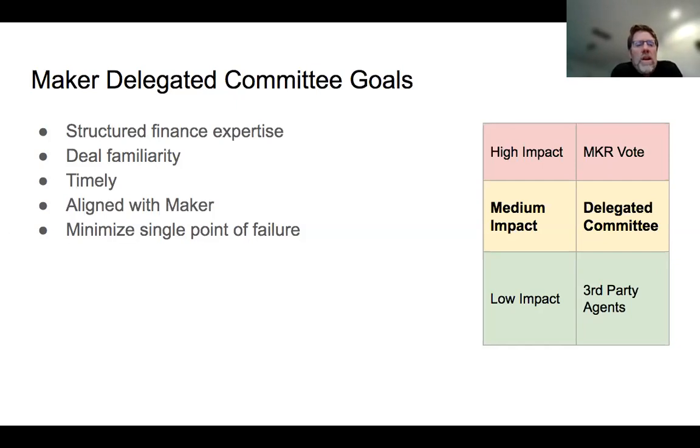You want someone who already knows the deal, because if you have a lot of smart guys, even with structured finance, and they don't know the deal, they're going to spend the first couple of days reading through all the docs and reports and talking to the borrower, trying to understand what's going on. You'd rather have the information, probably learned at origination in some way, contained in that committee. It'll get you up to speed quicker. You want to be able to make timely decisions. If we want a slower, longer term decision, we can go to the Maker token holders.